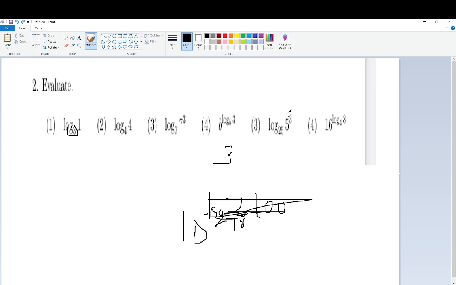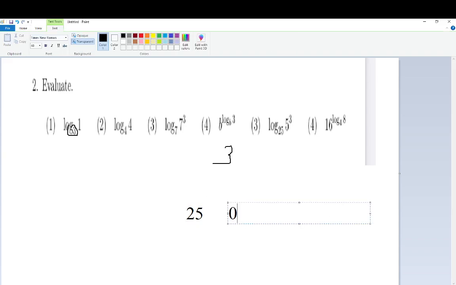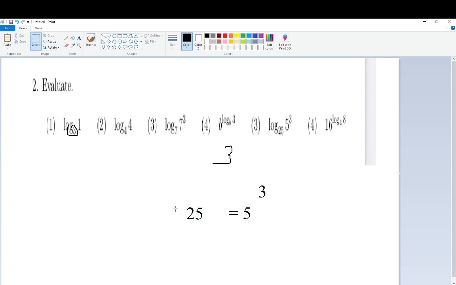What number do I put over 25 to get 5 to the 3? Well, 25 can be rewritten. This is how you analyze this. What number do I have to put over 25 to get 5 to the power 3? Well, you have to put 25 in terms of 5. 25 is 5 squared. How do I turn this 2 into a 3? I multiply it by 3 and divide it by 2. So that means I have to have this as an exponent to turn 5 over 2 into 5 over 3. So what's the answer here? 3 over 2.